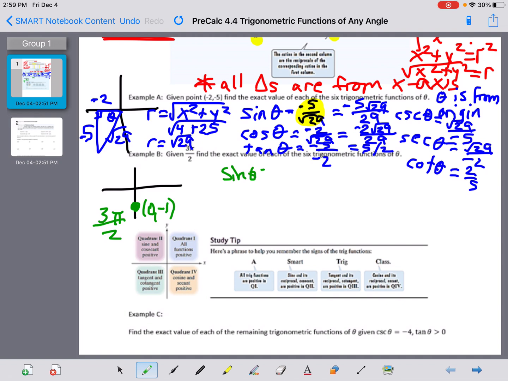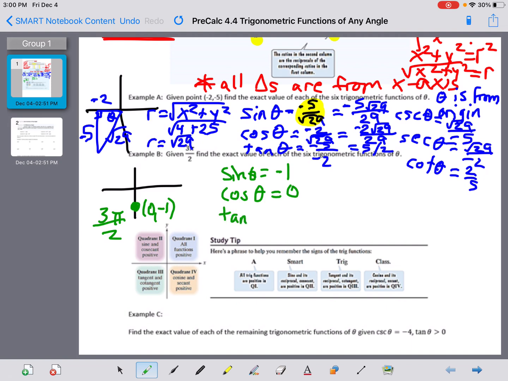Sine. I'm going to just do theta because we can. Sine of theta. That's my y value, right? Over 1, because right now my radius is 1 because I'm on the unit circle, so it's just my y. It's going to be -1. Cosine of theta is going to be the x value, which is 0.